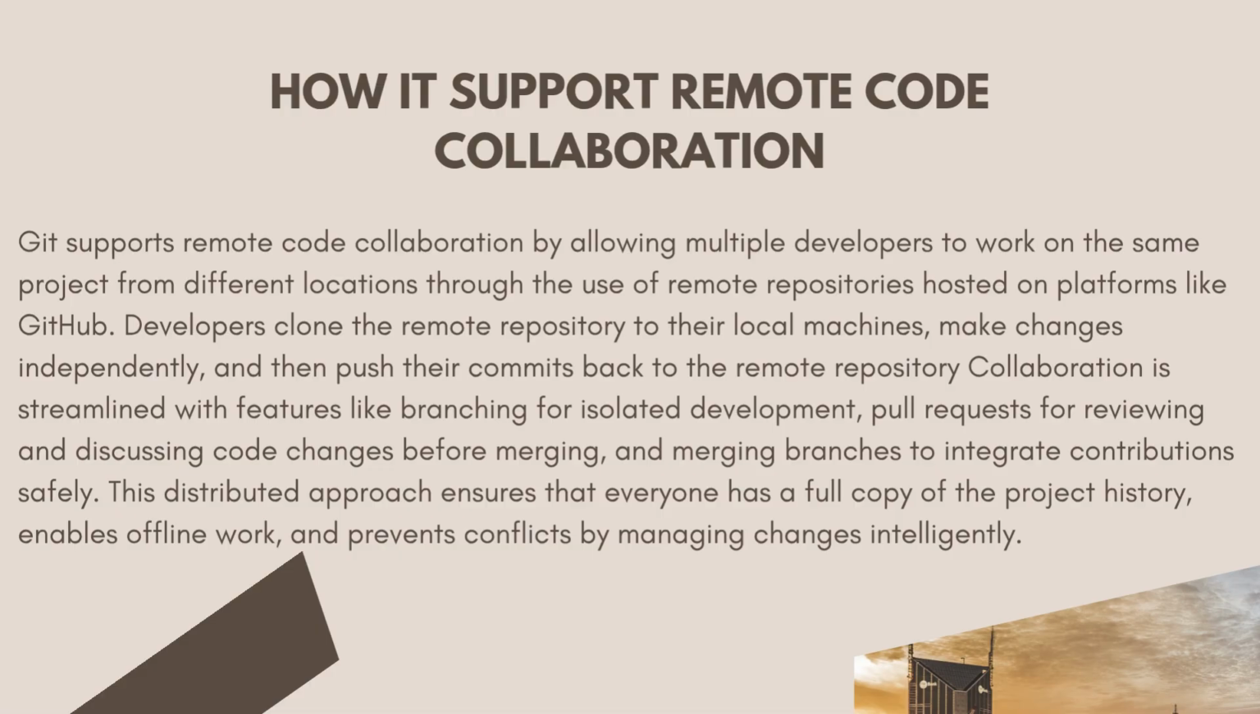Developers clone the remote repository to their local machines, make changes independently, and then push their commits back to the remote repository. Collaboration is streamlined with features like branching for isolated development, pull requests for reviewing and discussing code changes before merging, and merging branches to integrate contributions safely. This distributed approach ensures that everyone has a full copy of the project, enables offline work, and prevents conflicts by managing changes intelligently.